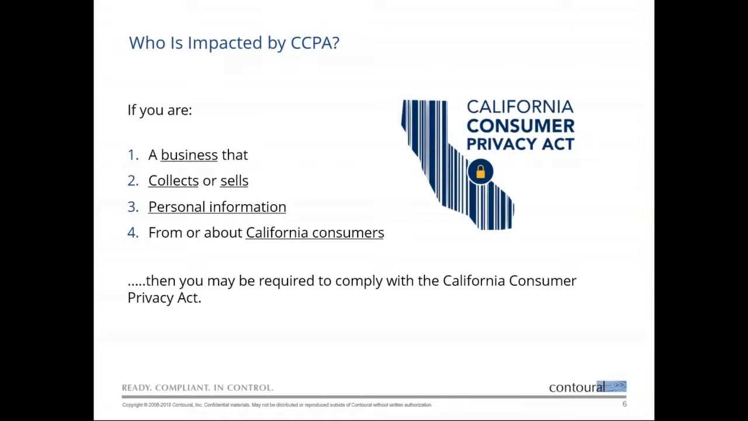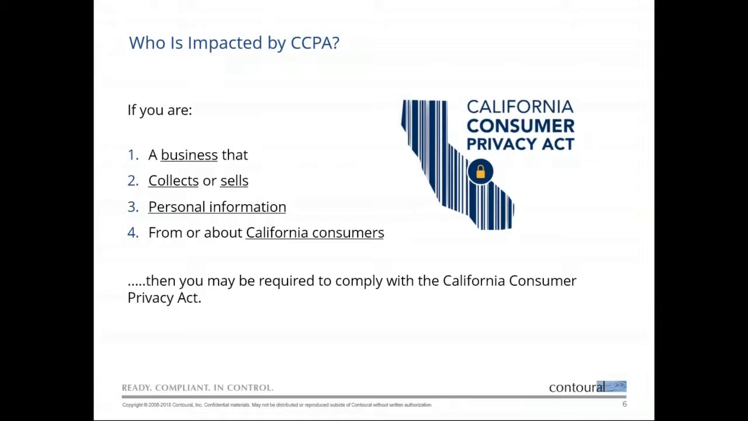Let's go into that a little bit deeper. A business needs to have one of the following three. You either must have annual gross revenues in excess of $25 million. You must either annually buy, receive, or share the personal data of 50,000 or more consumers, or 50% or more of your income needs to come from selling personal information. If you can answer yes to one of those questions, then you are probably a business that comes under the law.